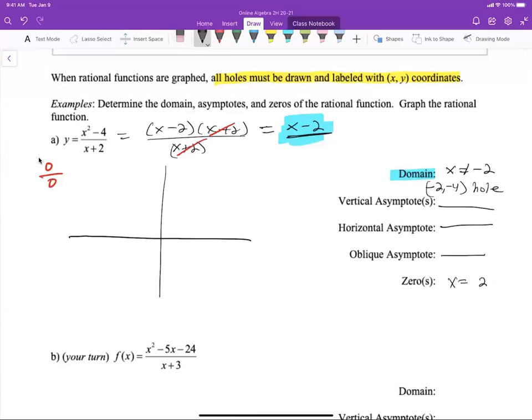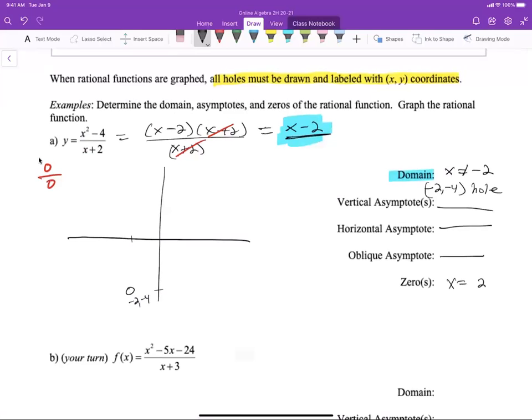So how would I draw this? I have a hole at -2, -4. So let's draw that. There we go. And I cross the x-axis at +2. And my function is essentially a line, and it'll look something like this. There we go.